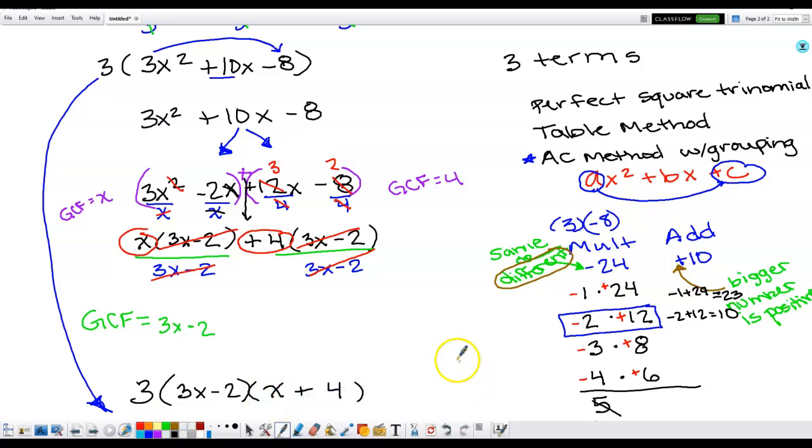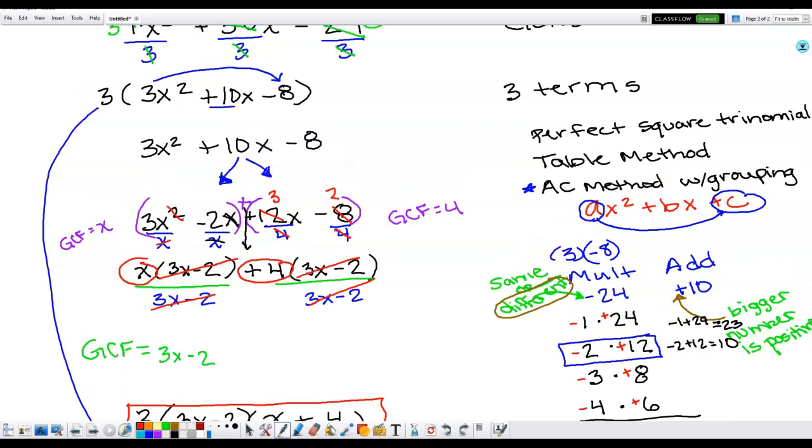I think I'm done, but now I need to look at each individual factor, 3x minus 2, and x plus 4, and just double check, make sure there's not a GCF that I missed pulling out. Or is one of these binomials factorable even further? That does happen sometimes, but we're good. This is fully factored. So this is what will go in this box up here.